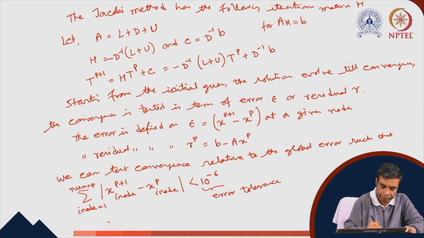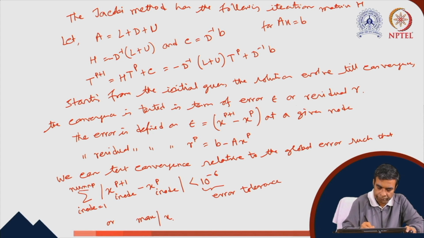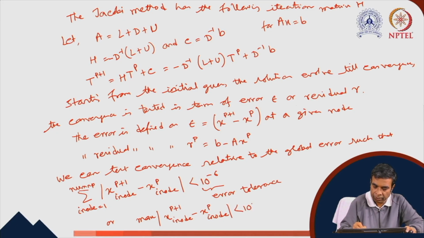or we can define the maximum error in an iteration. So this can be represented as the maximum of x at i node at the p plus 1th level minus x at the same node at the previous iteration. It should be less than 10 to the power minus 6. So this is based on the maximum error criterion.